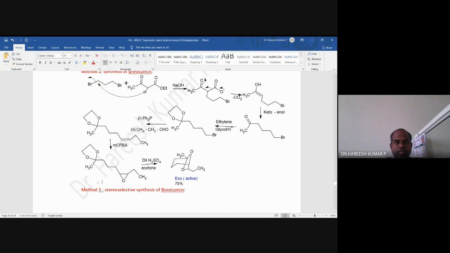How is the ring closure? There will be a new bond formation between this oxygen and this carbon. So that is how, with removal of water, an exo compound is formed. Maybe you can also try to write the mechanism for the conversion of this moiety into this compound. And here the product obtained is 75%. 75% of the product, more particularly the exo, is obtained.